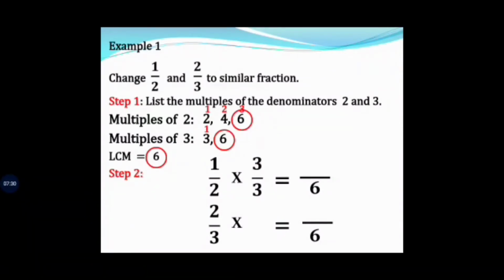Then count the number of places for the multiples of 3. So 3 is 1 and 6 is 2. Now, we are going to use 2 as 2 over 2 to be multiplied by 2/3. After that, we multiply 1 times 3 equals 3, and 2 times 2 equals 4. Alright, 1/2 is now changed to 3/6. 2/3 is also changed to 4/6. Now, 3/6 and 4/6 have the same denominators. Therefore, they are similar fractions.